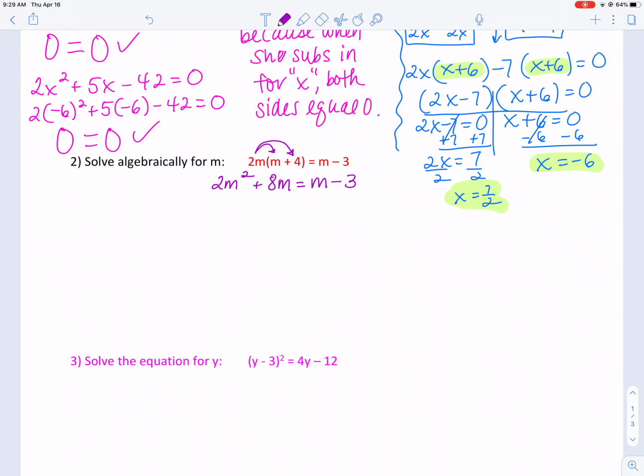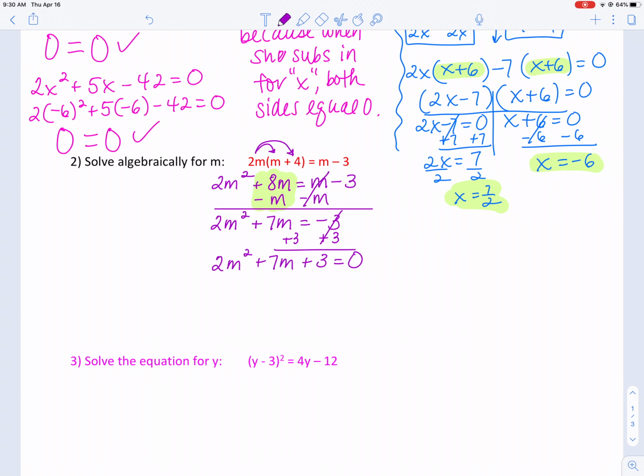So I'm going to minus m from both sides. Now this one's interesting because when I minus m, this m is gone, but these two are like terms. This becomes 2m squared plus 7m equals negative 3. Now it's still not in standard form, so now move that 3 over. There's no like terms with that 3, it's just going to go to this side. 2m squared plus 7m plus 3 equals 0.